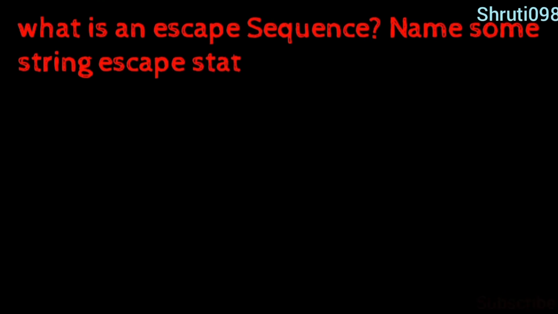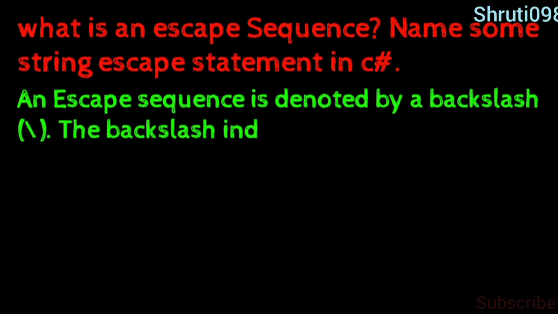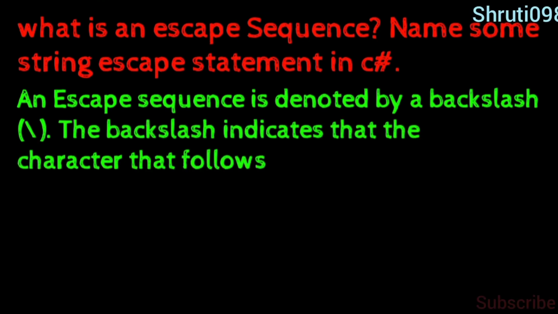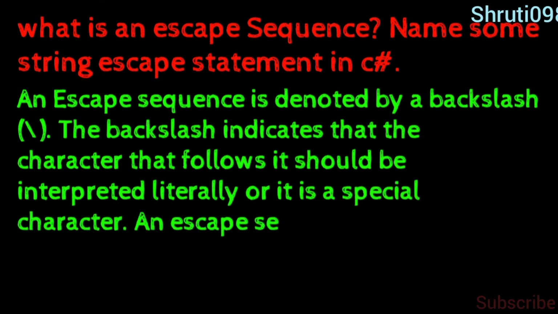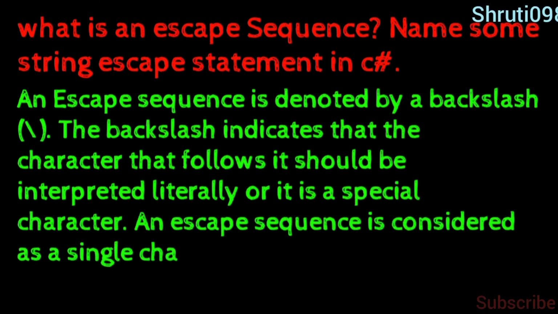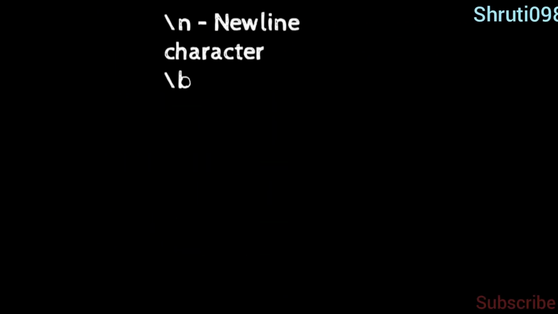Question: what is an escape sequence? Name some string escape sequences in C#. Answer: an escape sequence is denoted by a backslash. The backslash indicates that the character that follows it should be interpreted literally, or that it is a special character. An escape sequence is considered a single character. String escape sequences are as follows.